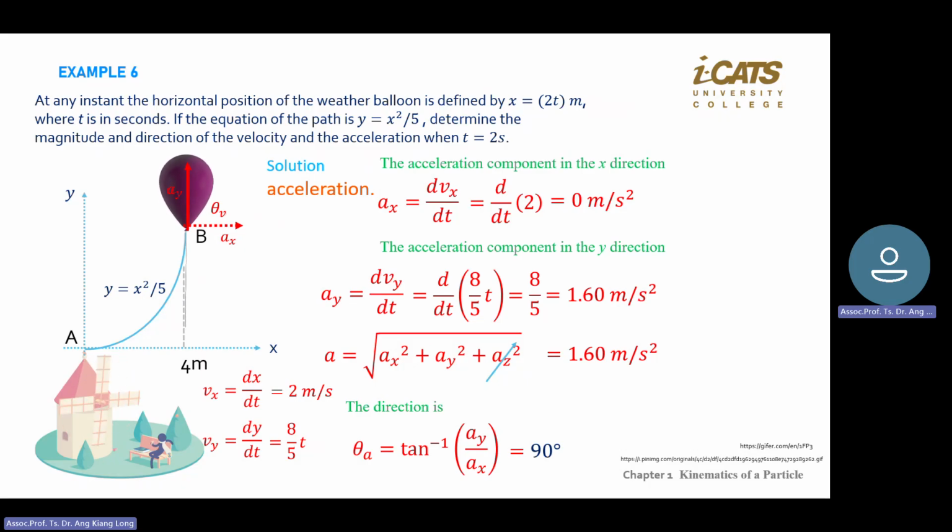Now, from the diagram, you know the x is in this direction, and y is like this. So the acceleration is only one. You don't have acceleration in x, so you only have y. The y direction is what? 90 degrees. Right. This you can read from the diagram. It's 90 degrees.